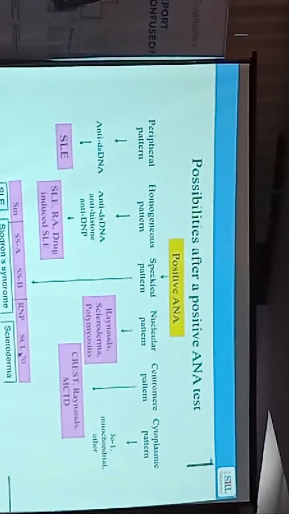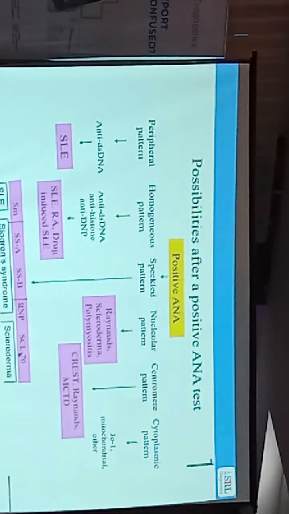So what are the possibilities after a positive ANA and the pattern? See, the homogeneous pattern can be seen in many conditions: SLE, RA, drug-induced SLE. Further, if you do the extractable nuclear antigen test, you can come forward with these things. Like SSA and SSB, and RNP can be seen in mixed connective tissue disease, SLE. Topoisomerase, Scl-70, is very classic for diffuse type of scleroderma.